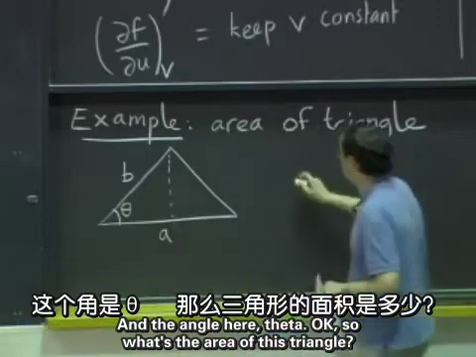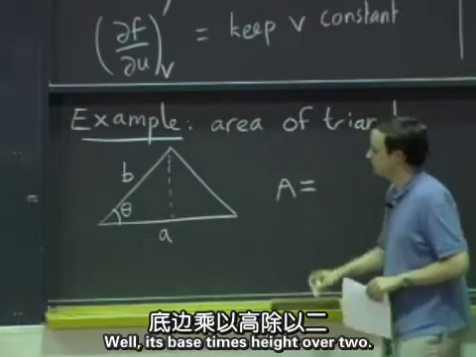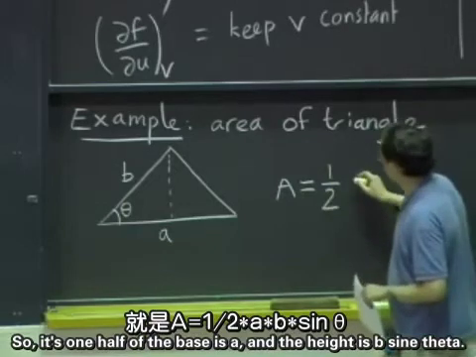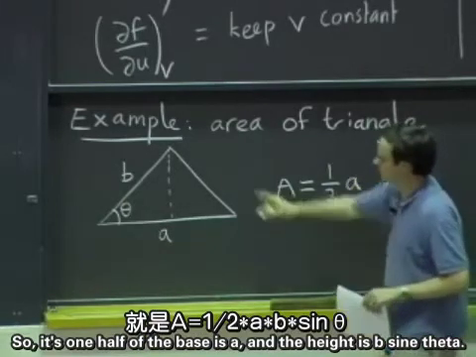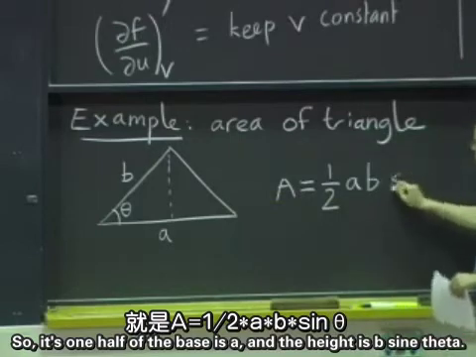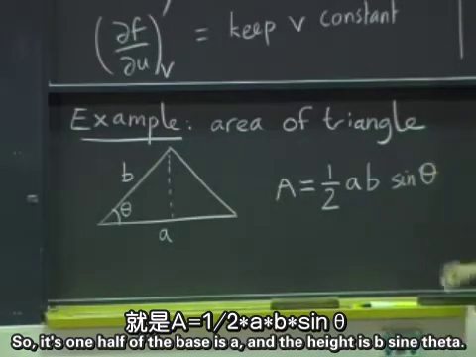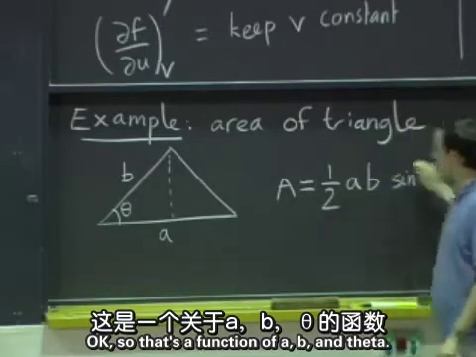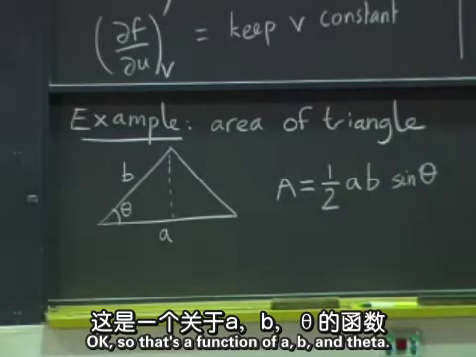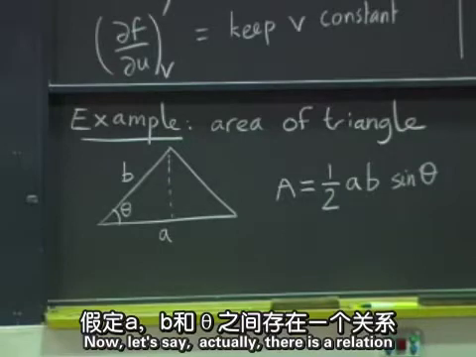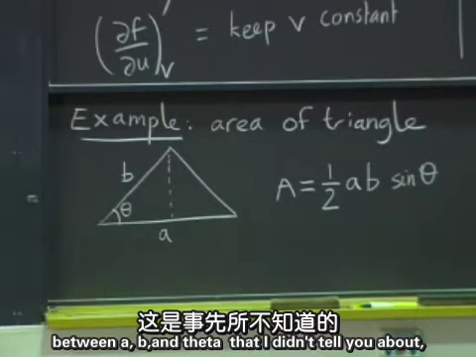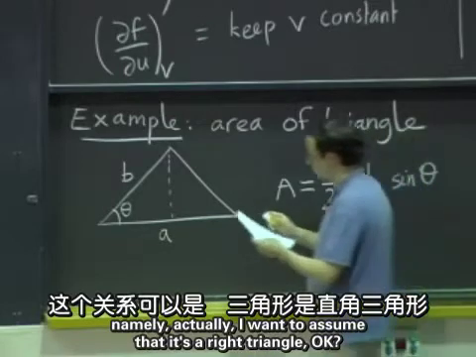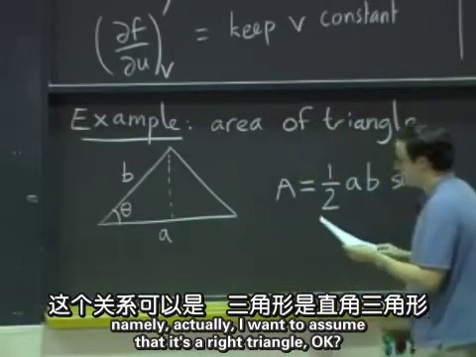Okay, so what's the area of this triangle? Well, it's base times height over 2, so it's 1/2 of the base, which is a, and the height is b sine theta. So that's a function of a, b, and theta. Now, let's say actually there's a relation between a, b, and theta that I didn't tell you about. Namely, I want to assume that it's a right triangle.